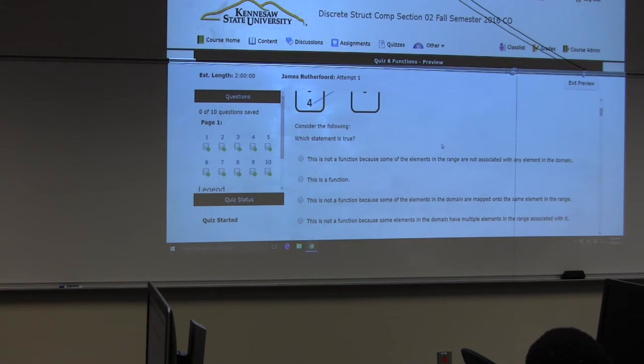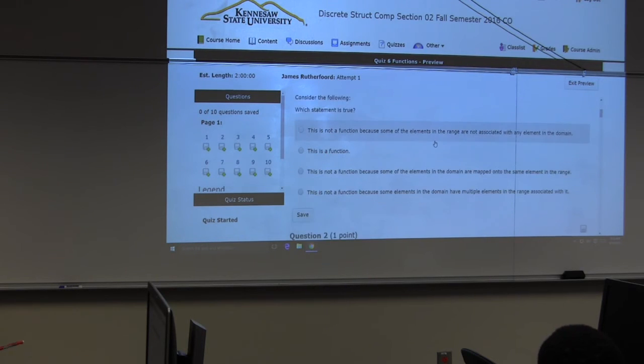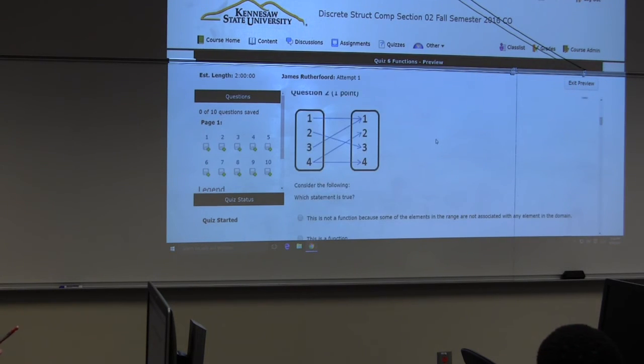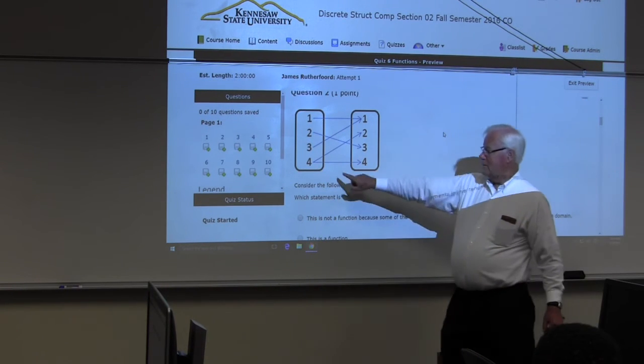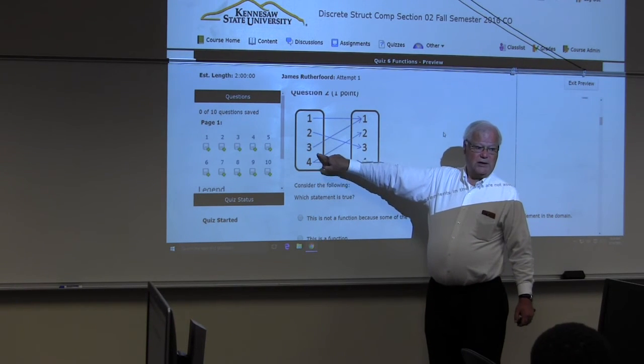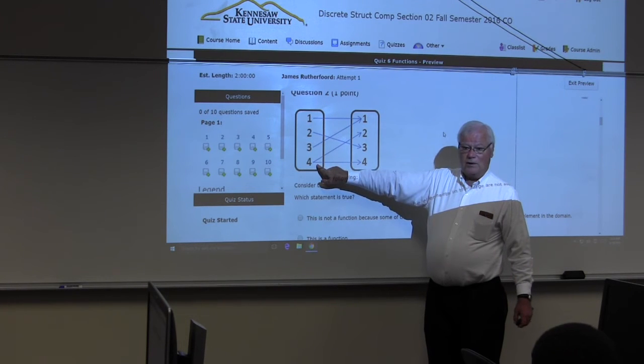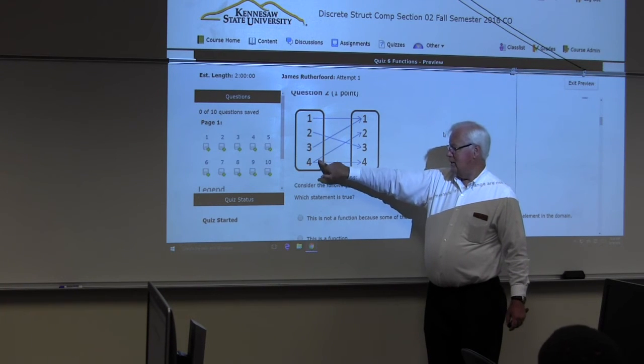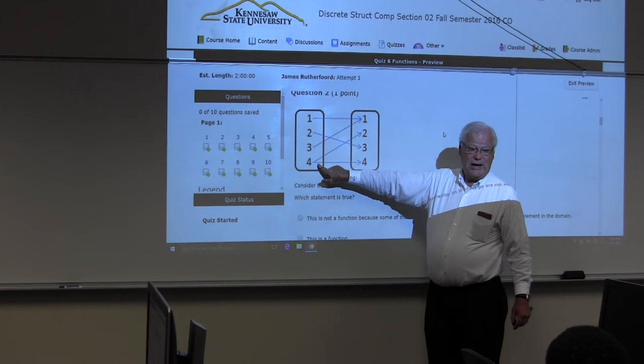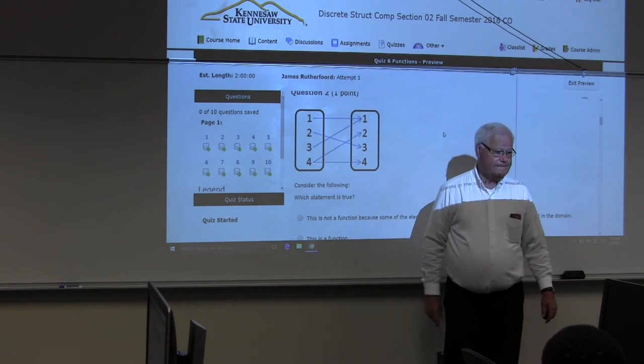Now, is this a function? And the answer is yes, of course. Okay. Is this a function? No. And why is this not a function? Four has two different values assigned to it. Very good. You guys are getting it. Okay? So 4 has 2 values coming out of it, doesn't it? So it's not a function.